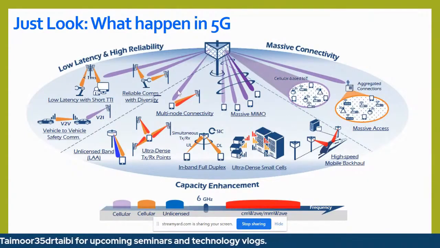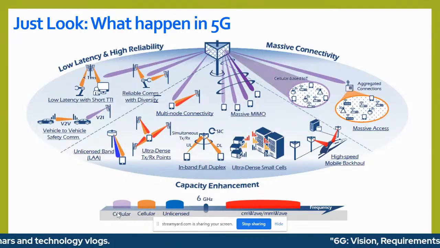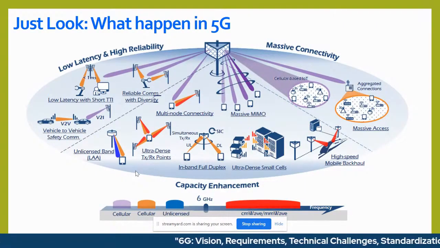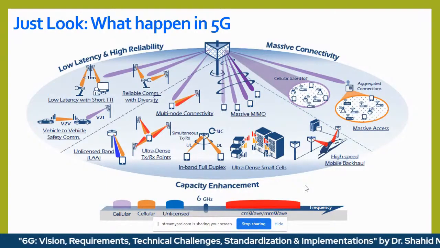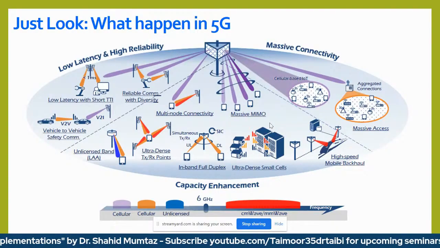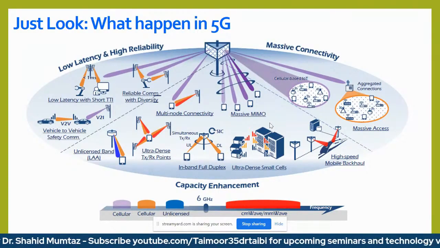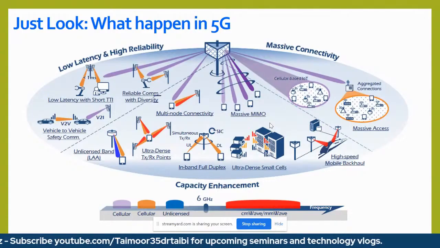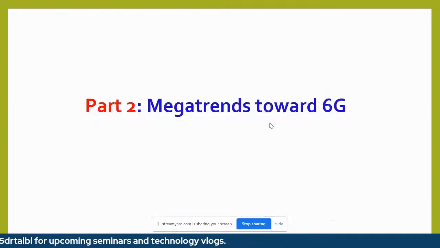And of course, 5G works below 6 gigahertz frequencies, where they use cellular and unlicensed bands, combining both unlicensed and licensed, and also on the millimeter wave range, 28 gigahertz, 32 gigahertz, till 40 gigahertz. They work on that for 5G. That is what is happening in 5G. So most of you are already familiar with these technologies, and you have also written papers, and projects are already available on these things.